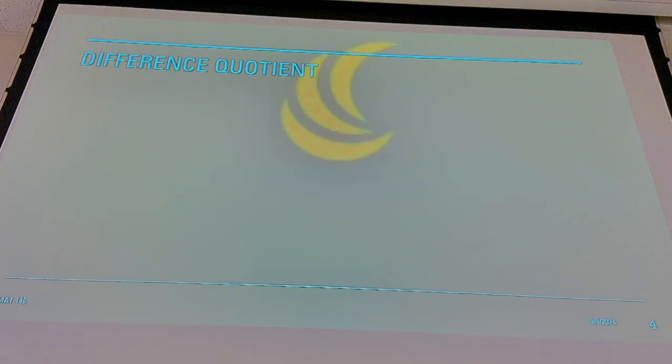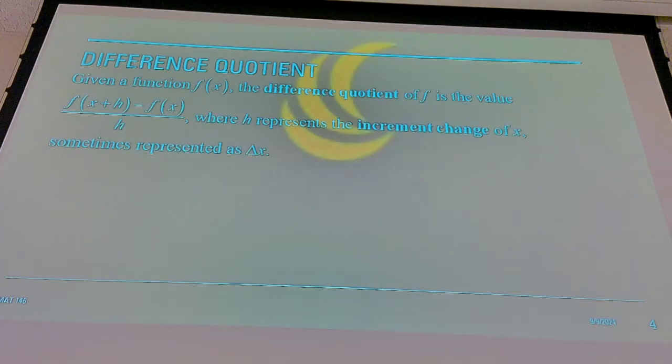Difference quotient, now this is important. I assume most, if not all, are moving on to Calc 1, which means you'll be working with the difference quotient a lot. Difference quotient for a function f is the value f of x plus h minus f of x all over h. H represents the increment change of x. And it can also be denoted as delta x.